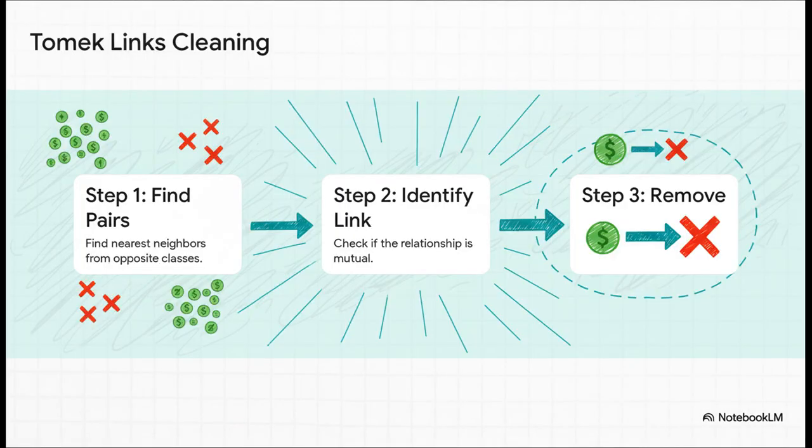So how does the cleaning actually work? It's really elegant. First, the algorithm finds these pairs of nearest neighbors from opposite classes. Then, it checks to make sure the relationship is mutual. Yep, they're both closest to each other. If they are, boom, that's a Tomek link. And here's the magic trick. The algorithm then deletes the one from the majority class, the legitimate transaction, which cleans up the border.